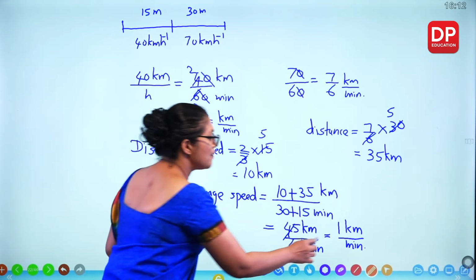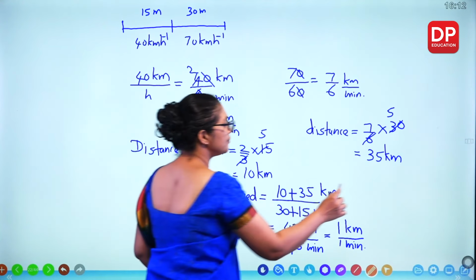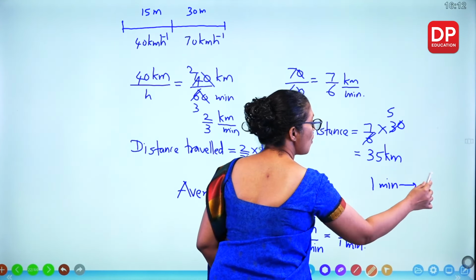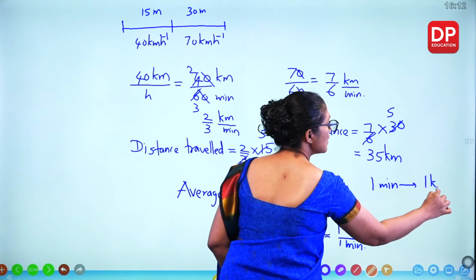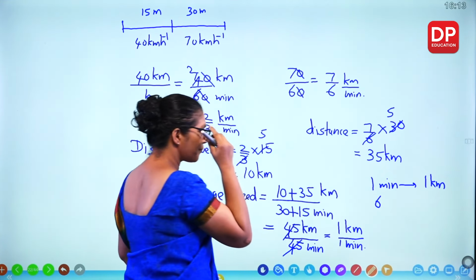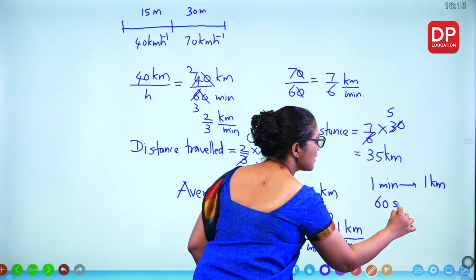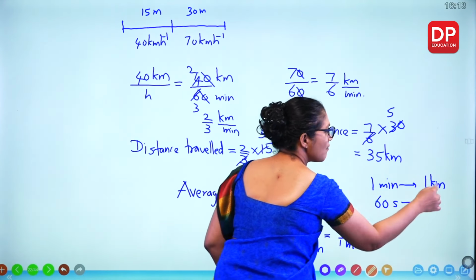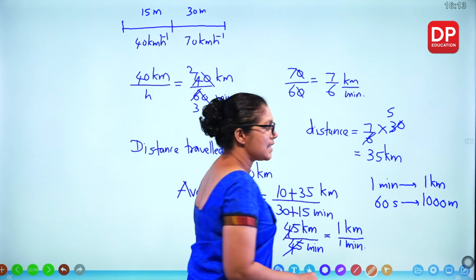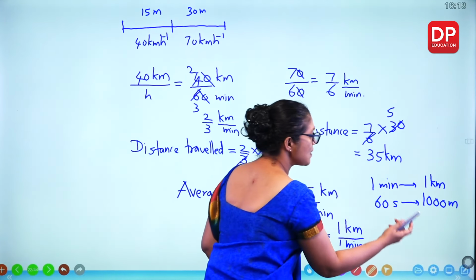If you want to convert to hours, what do you do? 1 minute, 1 kilometer. Then 1 minute means 60 seconds. 60 seconds, 1 kilometer, you can write 1000 meters. So you can answer the speed in meters per second.